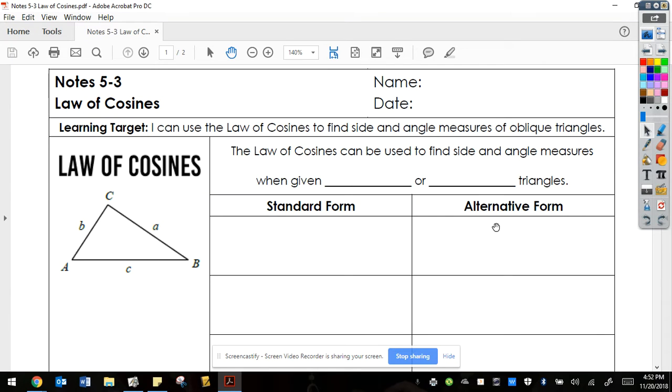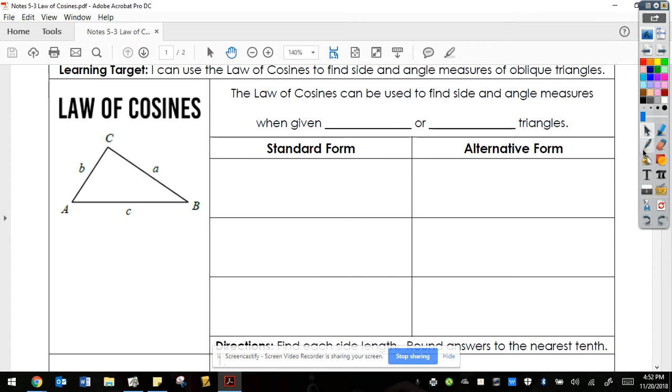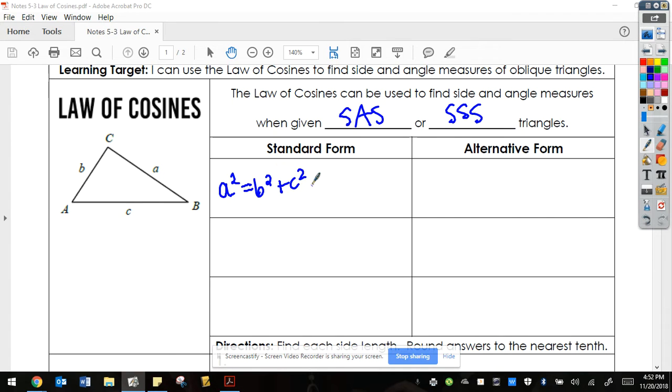Okay, so we talked about using law of sines, but we want to make a note of when we can't use law of sines. We have to use this thing called law of cosines, okay? So we use the law of cosines when we are given side, angle, side, or side, side, side triangles, all right? Now, there are formulas, and they are all the same thing.